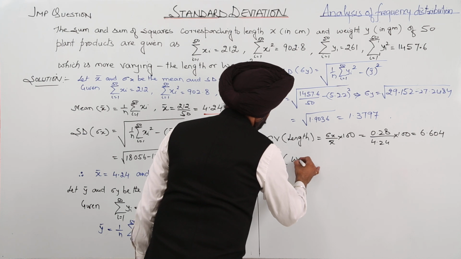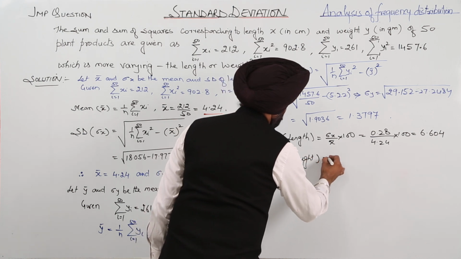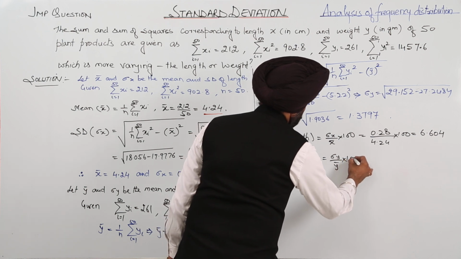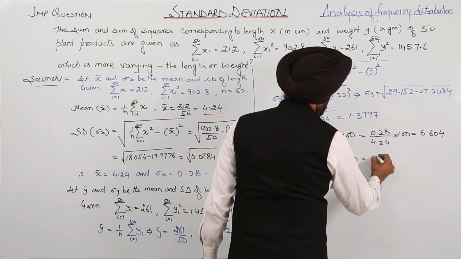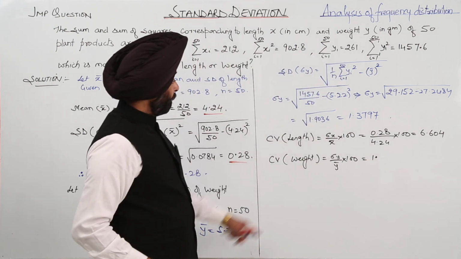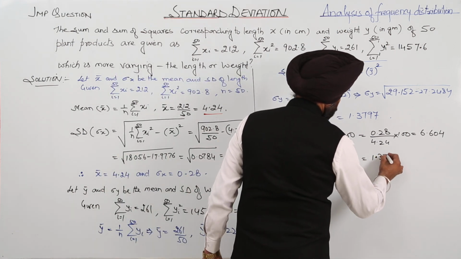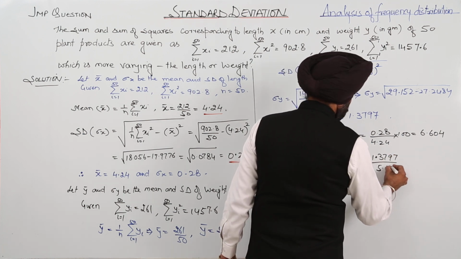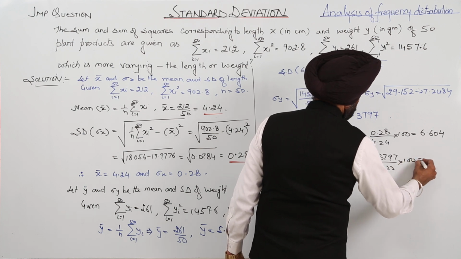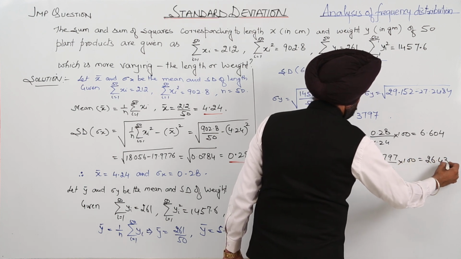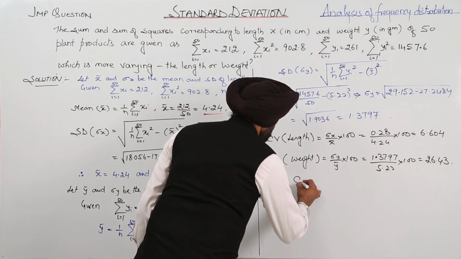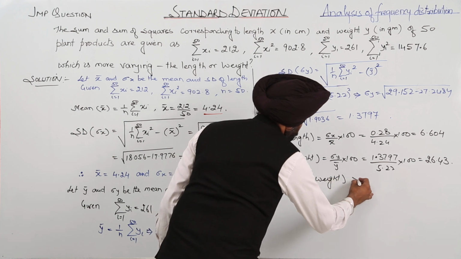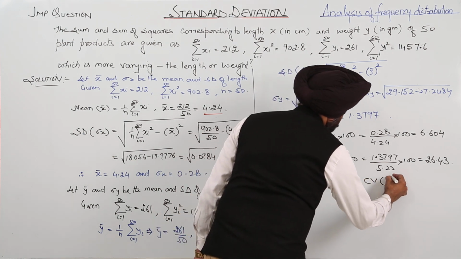Coefficient of variation of weight is equal to standard deviation upon y mean into 100. This is equal to 1.3797 upon 5.22 into 100. This is 26.43. Now the coefficient of variation of weight is greater than the coefficient of variation of length.